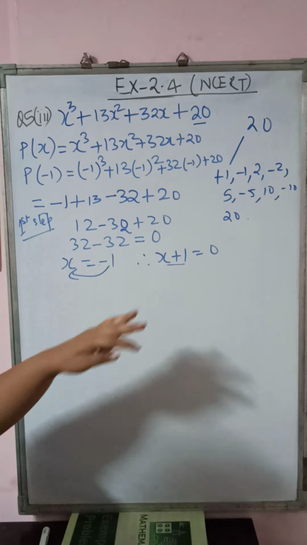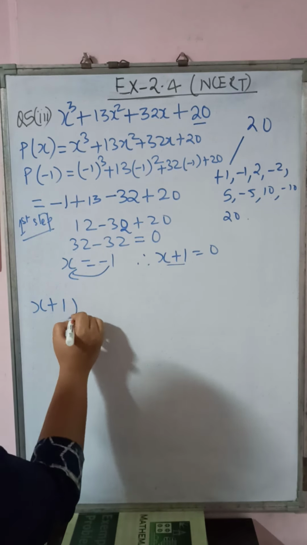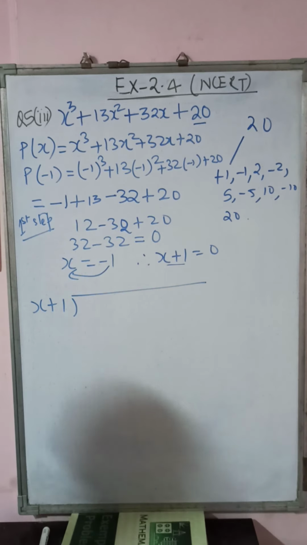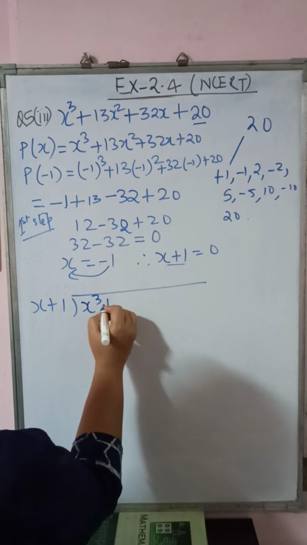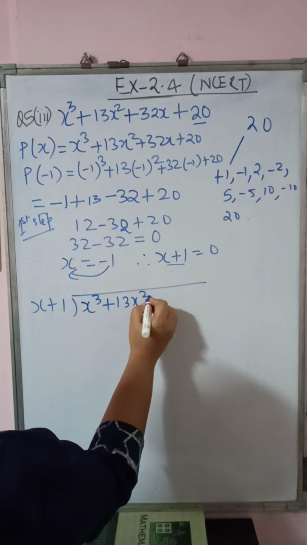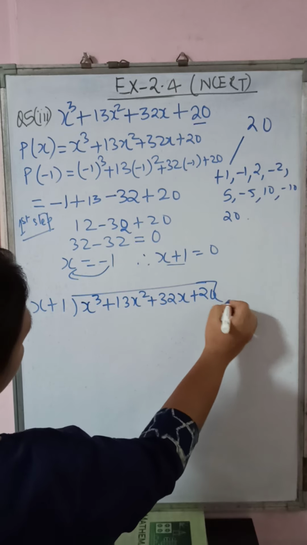Now to find the next factor, we have to perform the long division method. Okay, so we are going to perform the long division method. So x cube plus 13x square plus 32x plus 20.